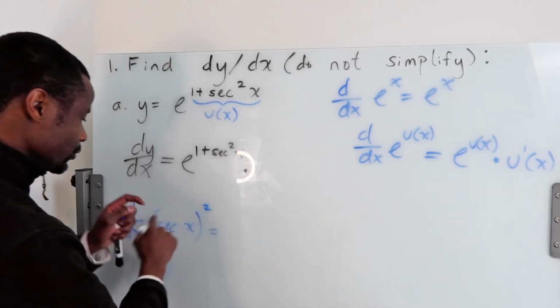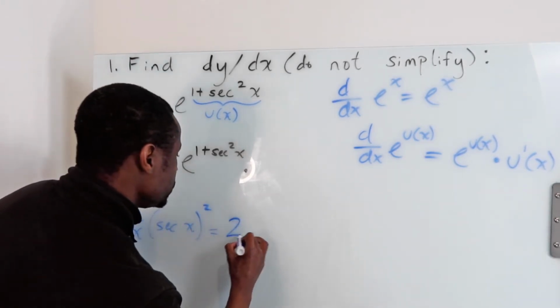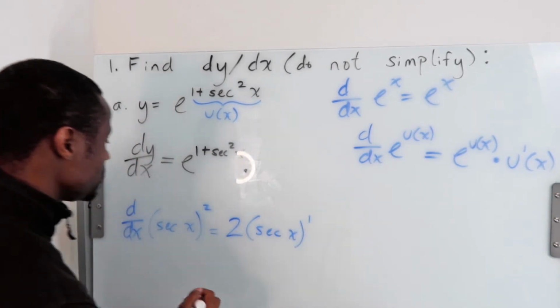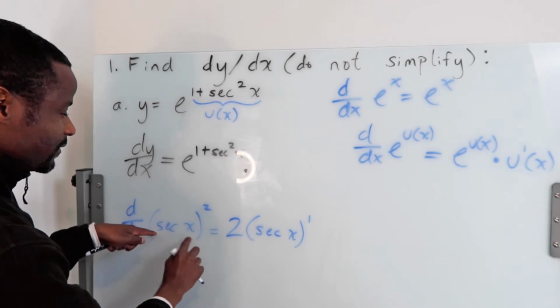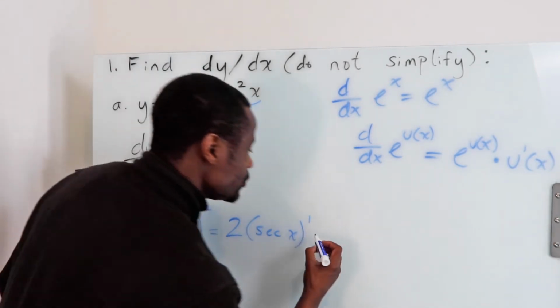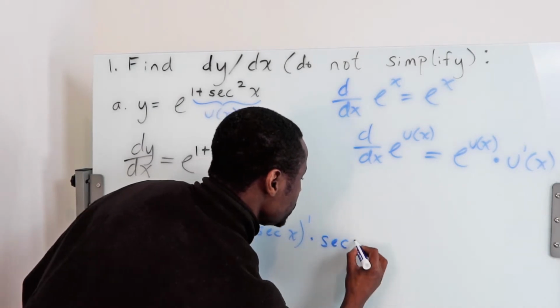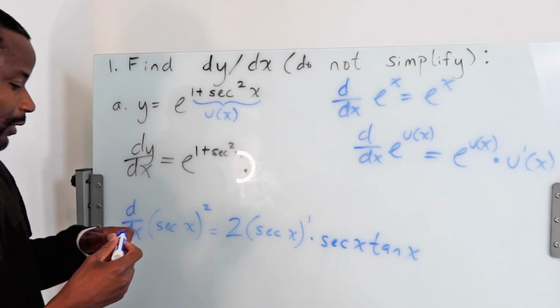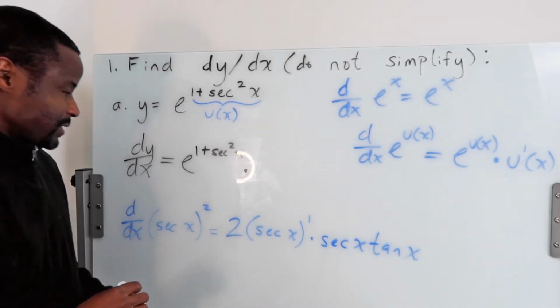We use the chain rule. 2 comes here. That becomes a 1, leaving 2 secant x. Now, outside times the derivative of what's inside. What's the derivative of secant x? It's secant tangent. So we'll multiply that by secant x, tangent x. And we're done as far as that's concerned.